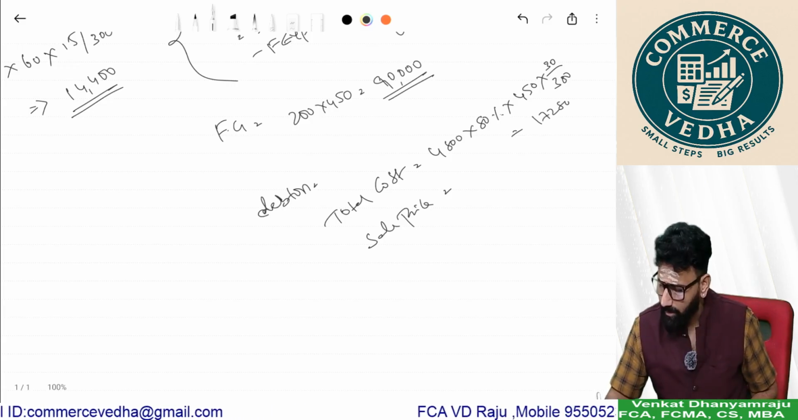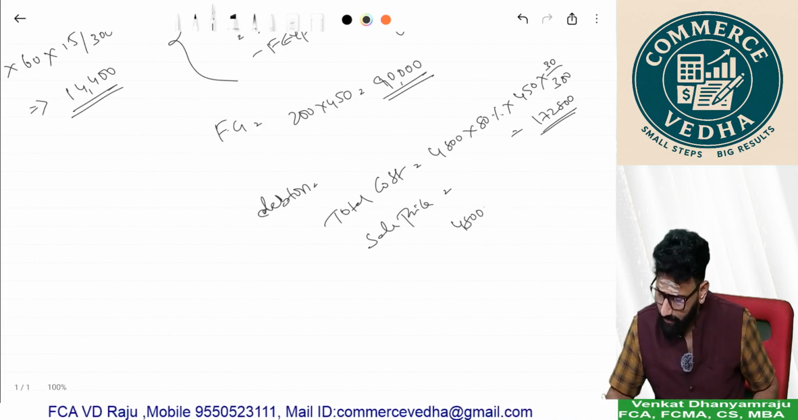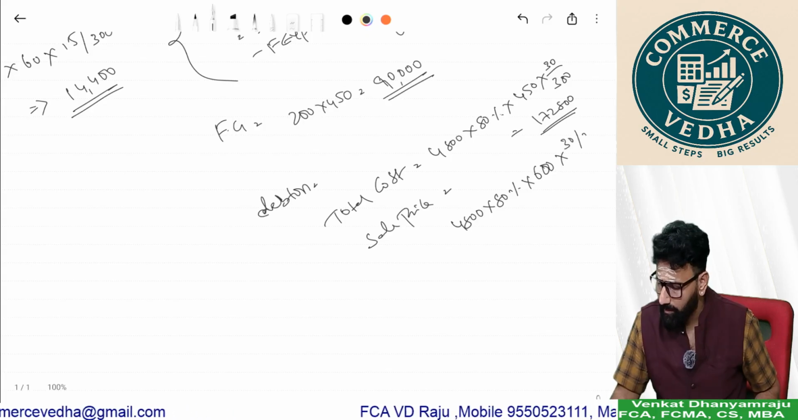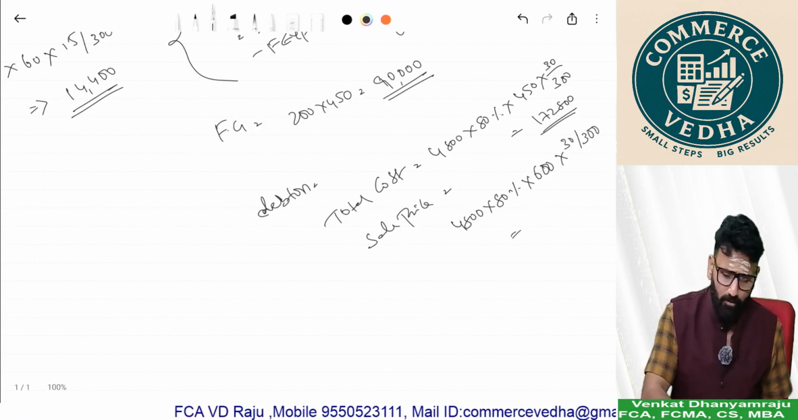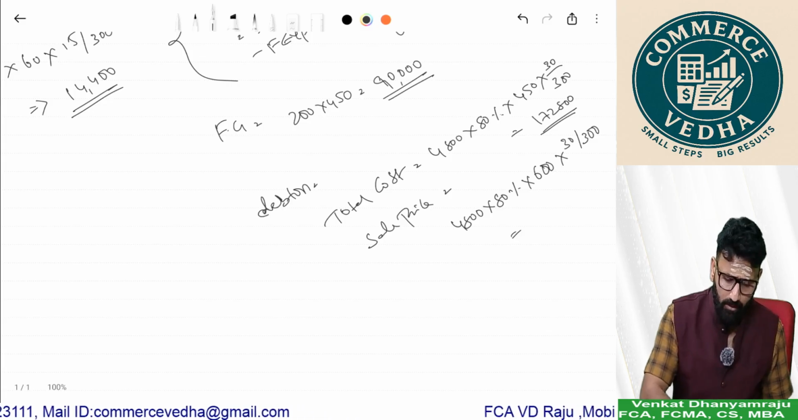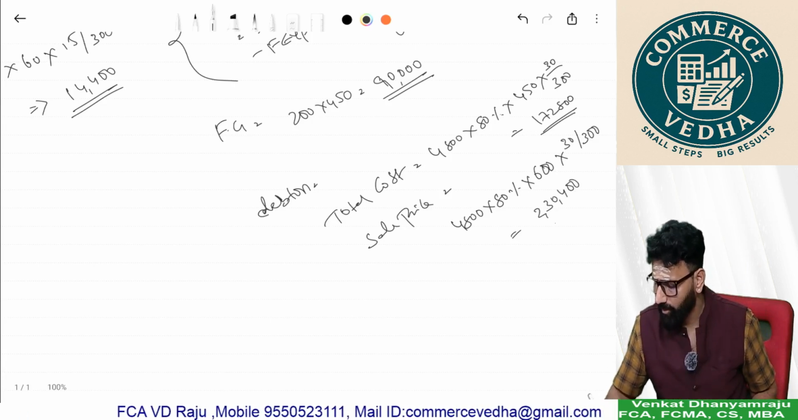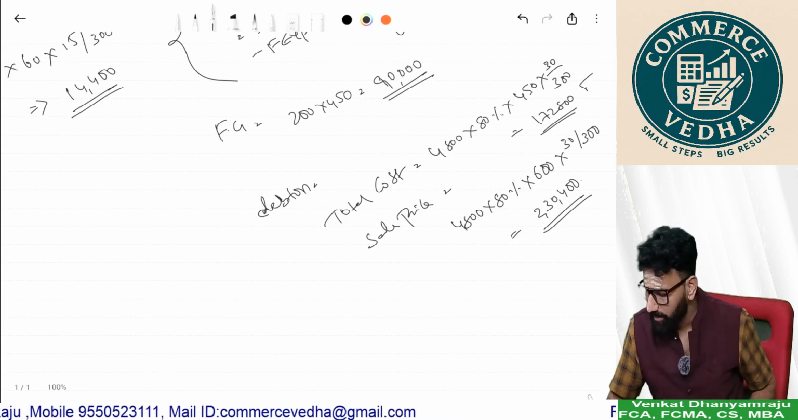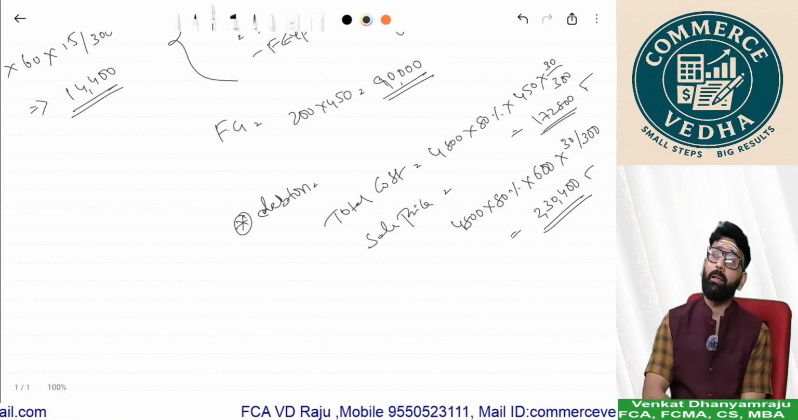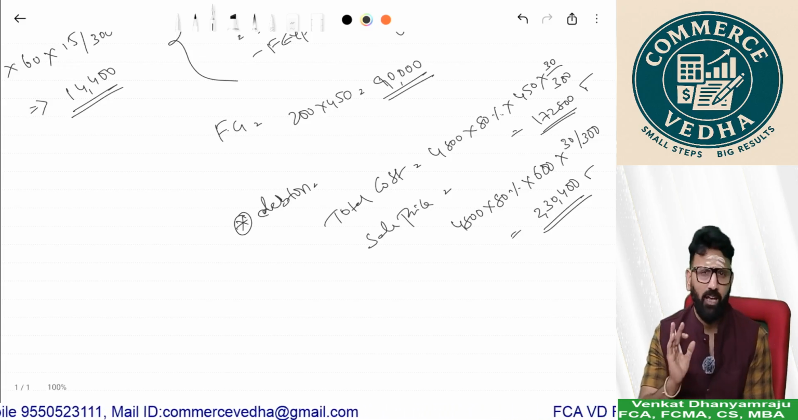1,72,800 if you go on total cost basis. And if you go on sales basis, 4,800 into 80% into 600 into 30 by 300, 2,30,400. This is on total cost, and this is on sale price basis. In the examination, you can give a note what is the basis you adopted. If the question is silent, you can take either total cost or sales, just giving a note.